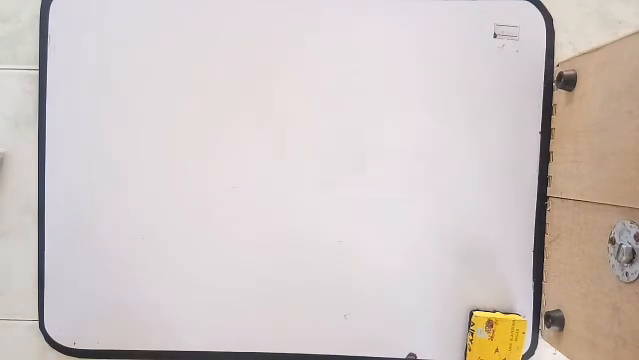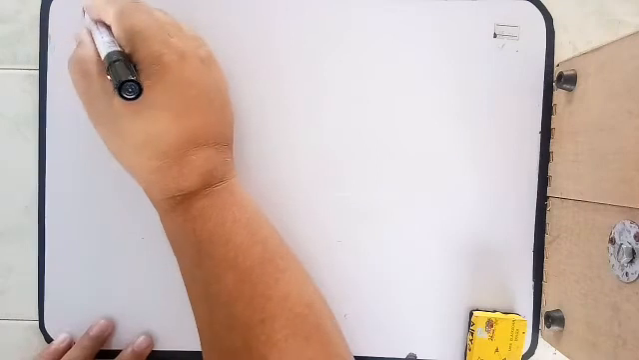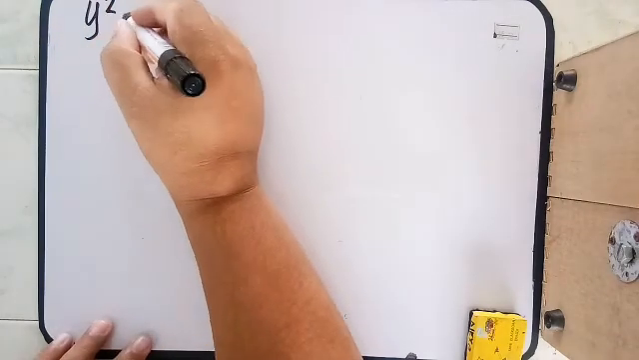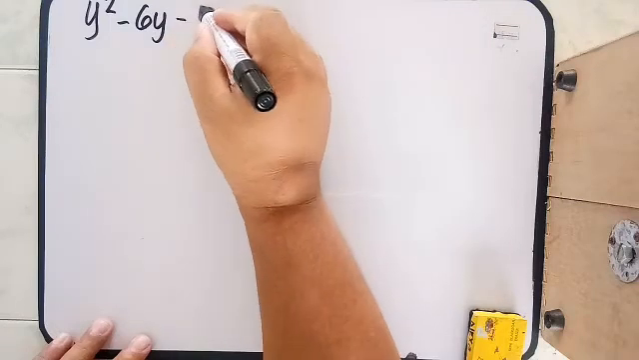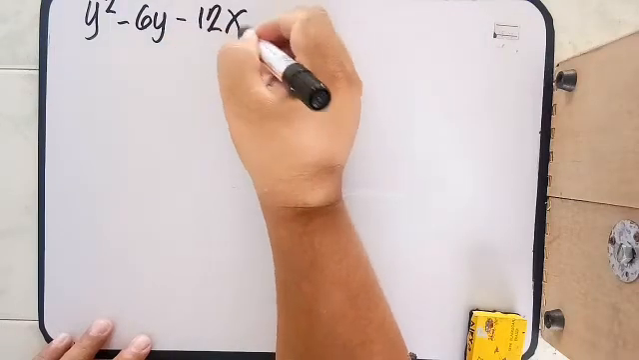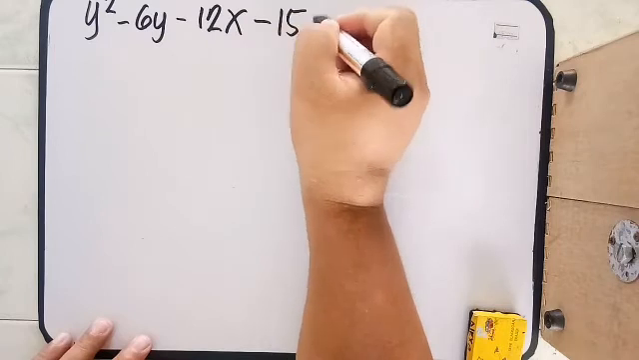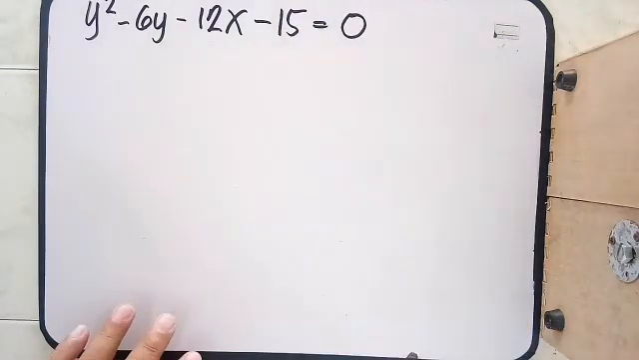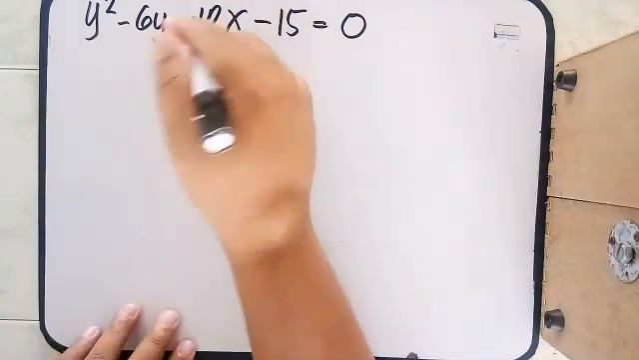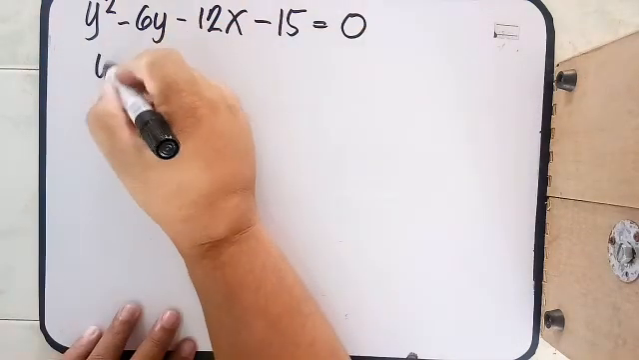Okay, next example, we have this equation: y squared minus 6y minus 12x minus 15 is equal to 0. Okay, again, like what we did in the first example, we're going to move this part and leave the y squared on the left side.